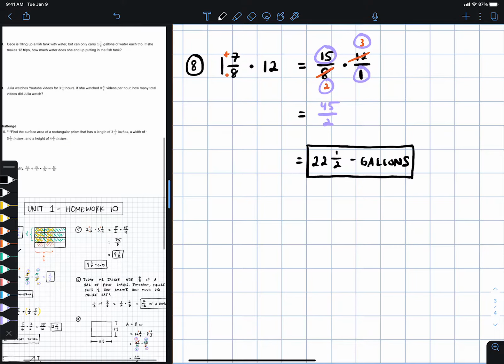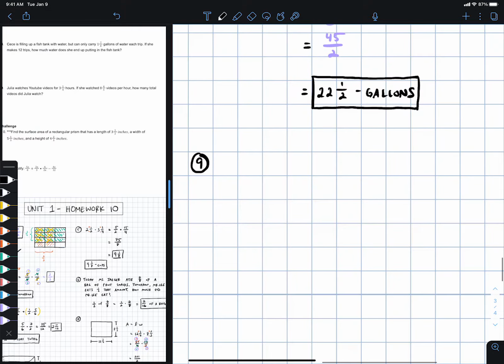Number 9. Julia watches YouTube for that many hours, and she watched 8 4/5 videos per hour. So how many total videos did she watch? This is another repetition problem. Hopefully after this set of practice problems, you feel a lot better about multiplying in context.